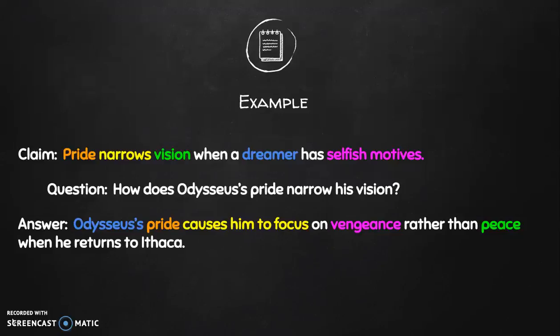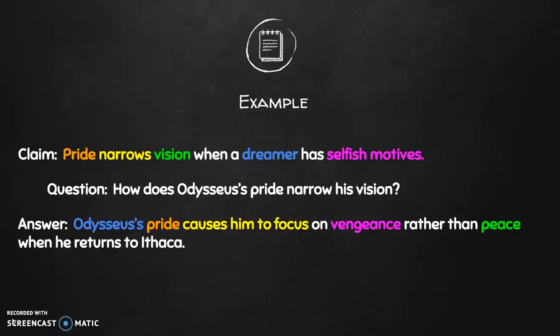So my claim is a general statement, a truth about life that I've arrived at based on my analysis of my evidence about the text, based on conversations I've had with classmates, based on my understanding of epic literature. All those resources that I can marshal, I've marshaled so that I can write this claim. And now I'm asking, how is this true in the text? And I'm coming up with a specific example. Subsequent claims would look at other ways that pride narrows his vision in the text.